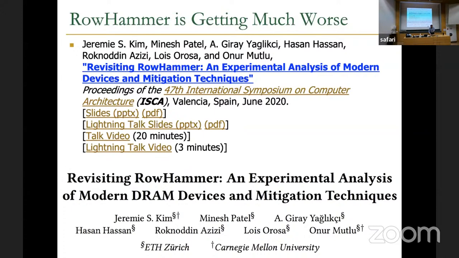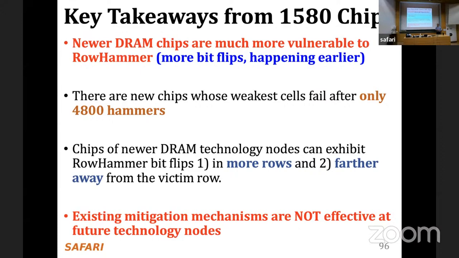Here we ramped up our infrastructure and tested more than 1,500 chips. These are the key takeaways. I'm going to show you some results also, but these key takeaways will not change. Newer DRAM chips are much more vulnerable to RowHammer. You get more bit flips, and they're happening earlier, meaning fewer activation counts are leading to bit flips. There are some new chips whose weakest cells fail after only 4,800 double-sided hammers, so really 9,600 activations total. That's an order of magnitude lower than the 139,000 that we showed in 2012 or so. Within the course of 7 or 8 years, the number of activations needed to induce a bit flip has reduced by an order of magnitude.